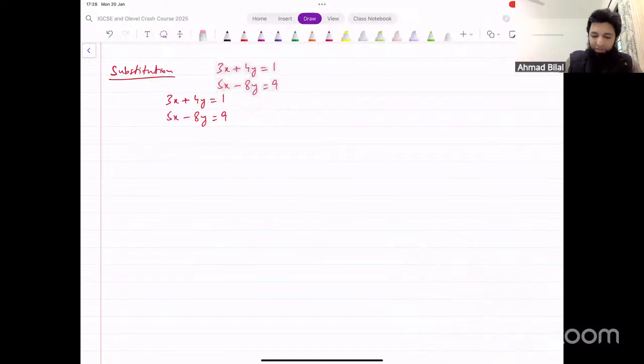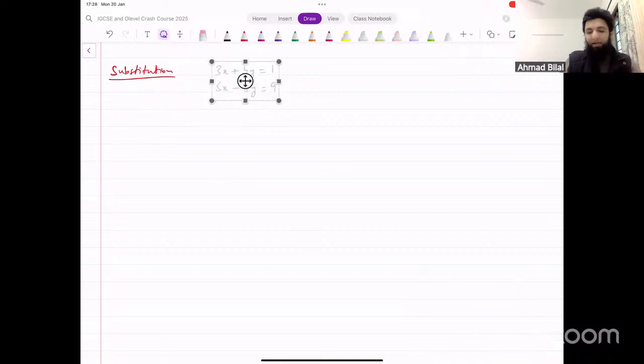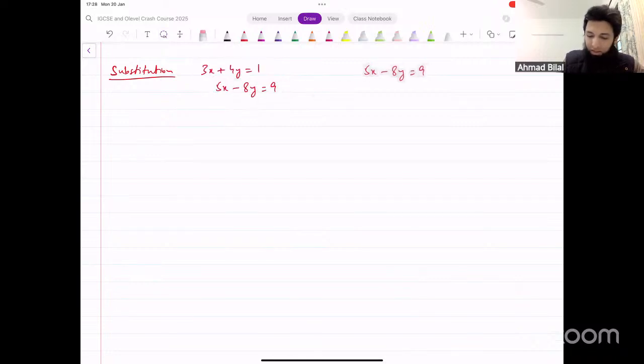Now, how does substitution work? The idea of substitution is that we make one variable the subject in one equation, and we substitute that expression in the second equation. So for example, in this case, if from the first equation I make y the subject, what does that give me?